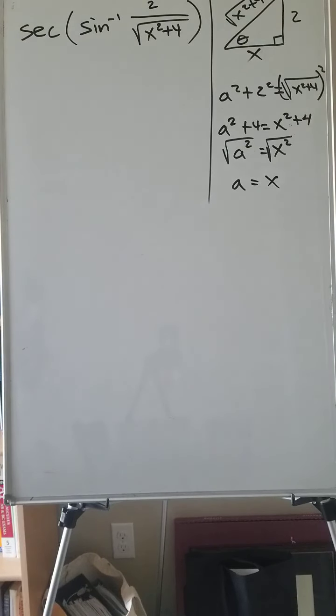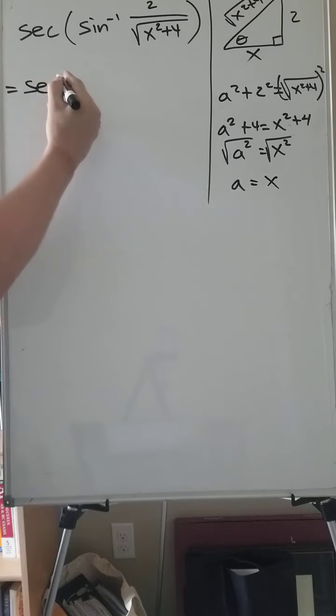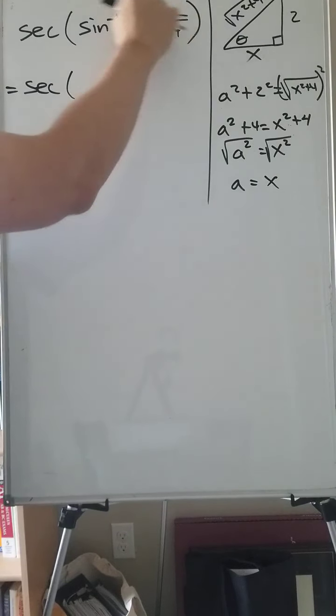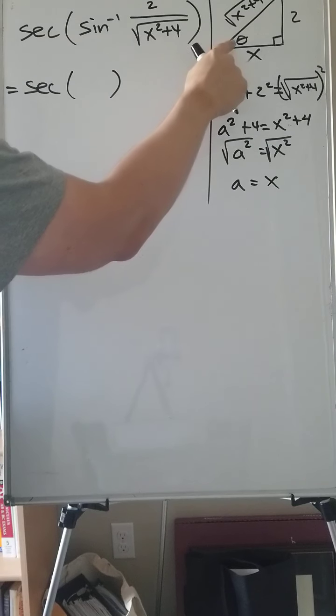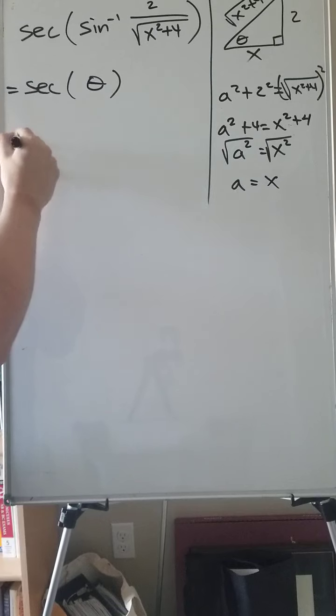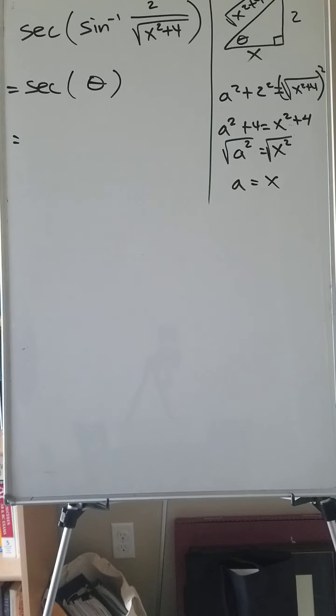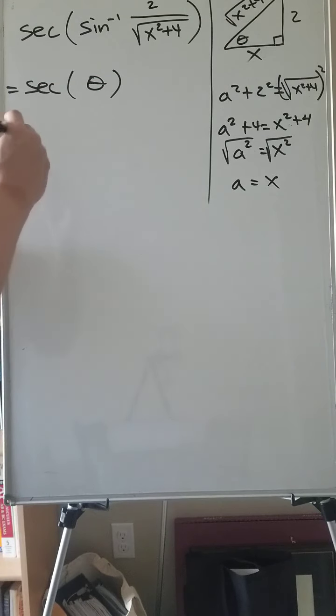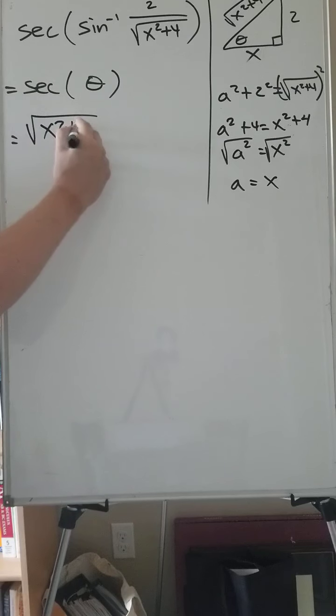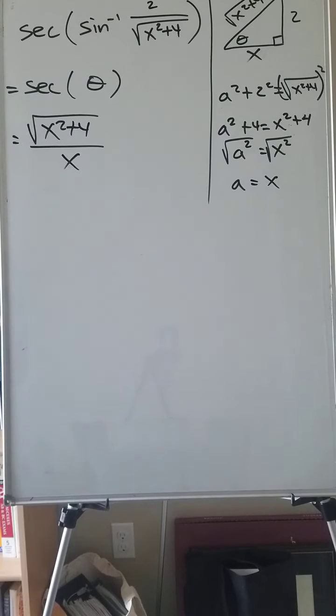And so what do I want? I want the secant of what this represents. But again, remember, an inverse trig function represents the angle. What do we call the angle? We call the angle theta. So I really just want secant of theta, and we use our triangle to figure that out. Well, secant's the reciprocal of cosine, so instead of adjacent over hypotenuse, it's going to be the hypotenuse over the adjacent. So it's the square root of x squared plus 4 over x. Okay, and that's it.